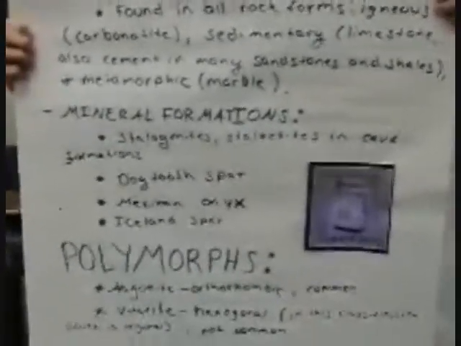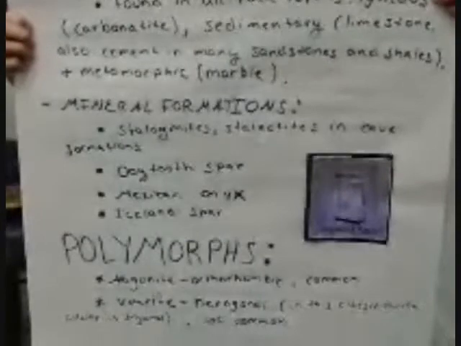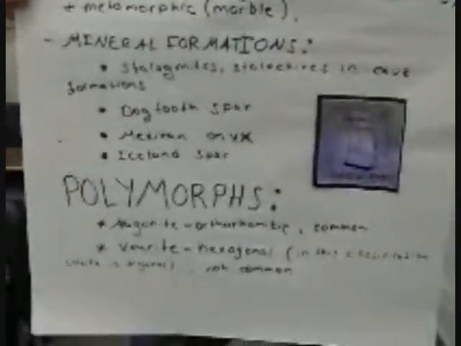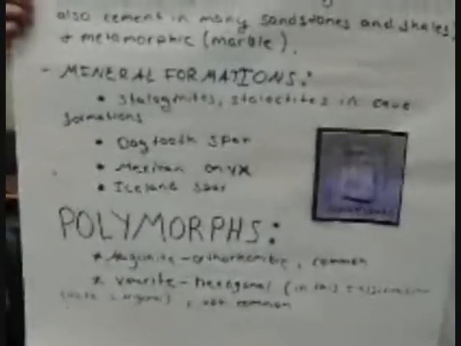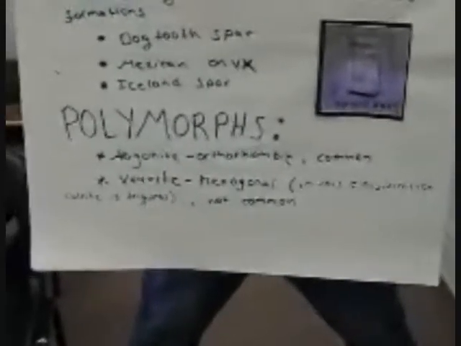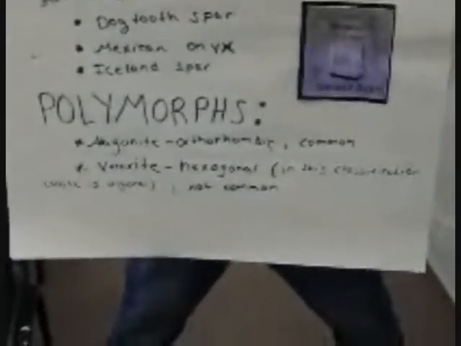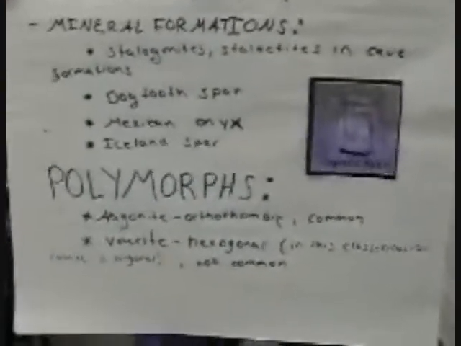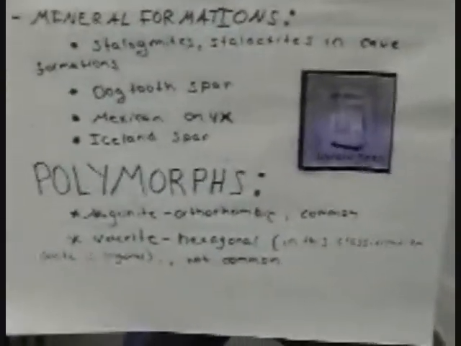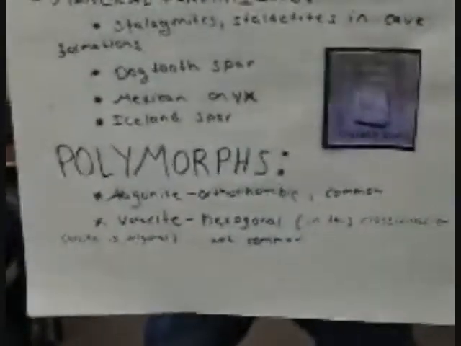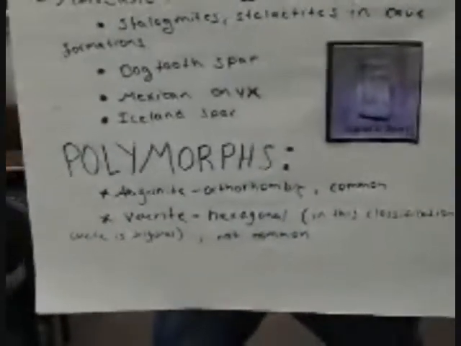In mineral formations, it forms stalactites and stalagmites in cave formations. It forms dogtooth spar, Mexican onyx, Iceland spar, and many more formations. For polymorphs, there are two polymorphs of calcite. There's aragonite, which is orthorhombic and quite common, and then there's vaterite, which is hexagonal, and in this classification, calcite was classed as trigonal, but in our classification, we use hexagonal instead of trigonal. But vaterite is not common.